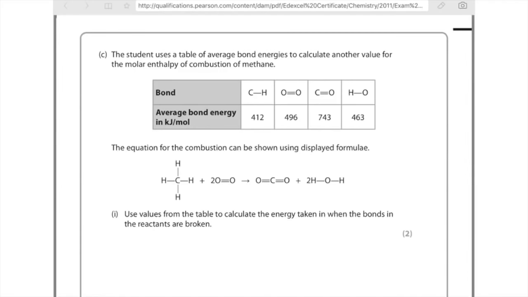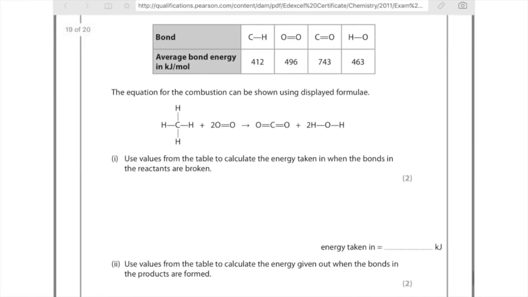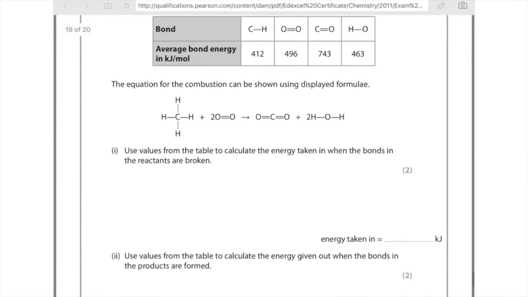Just going to show you how to do bond energy calculations using a past question. So the student uses a table of average bond energies to calculate another value for the molar enthalpy of combustion of methane. The equation for the combustion can be shown using displayed formulae. Use values from the table to calculate the energy taken in when bonds in the reactants are broken. The crucial thing here then is this bit. If they haven't given it to you like this, you've got to draw it out, because this will be the best way of doing it so you don't make any mistakes.